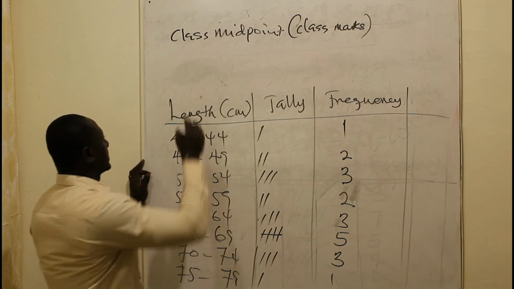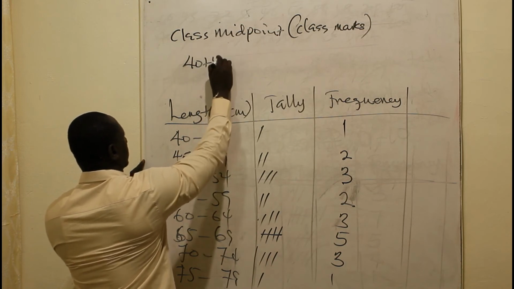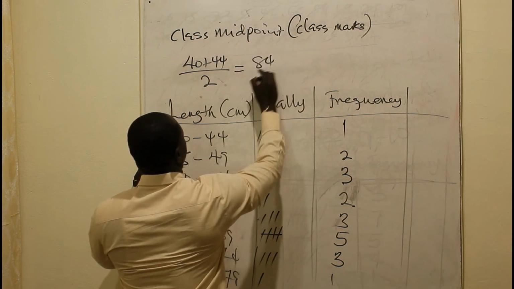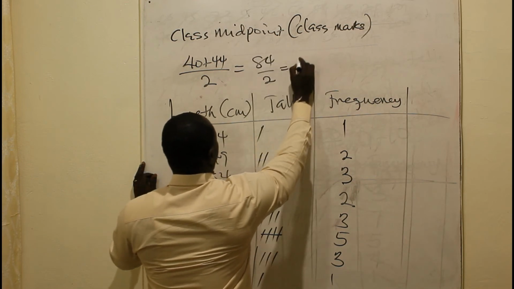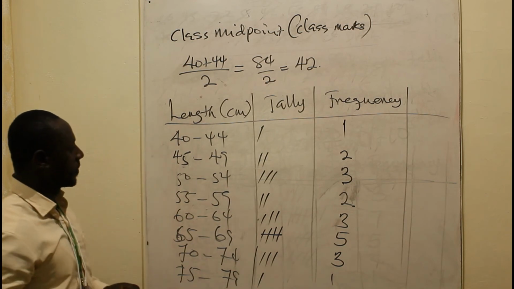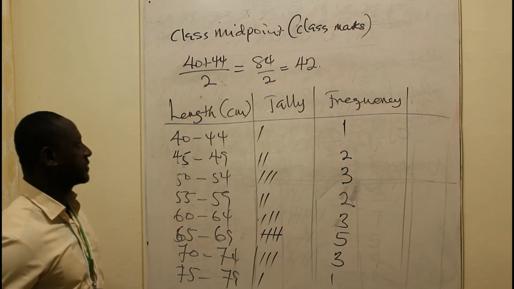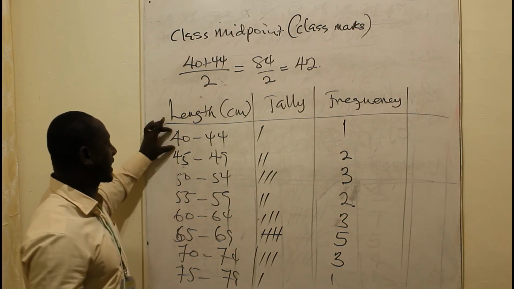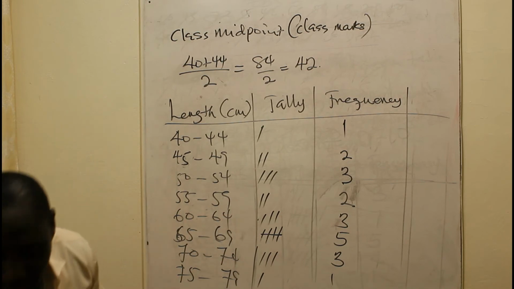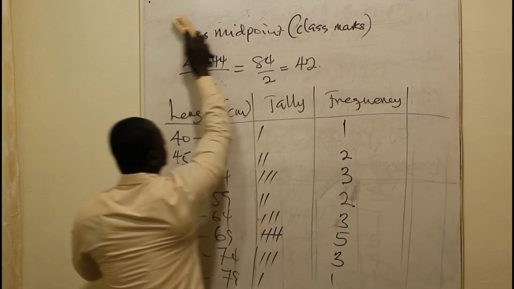So for this class, the class mid point is going to be 40 plus 44 divided by 2. This is 84 divided by 2, and this is going to give you 42. So the class mid point here is 42. That's the midpoint of the class, the middle part of the class. So the class mid point is calculated by adding the class limits and dividing by 2. In other words, we say the average of the class limits.